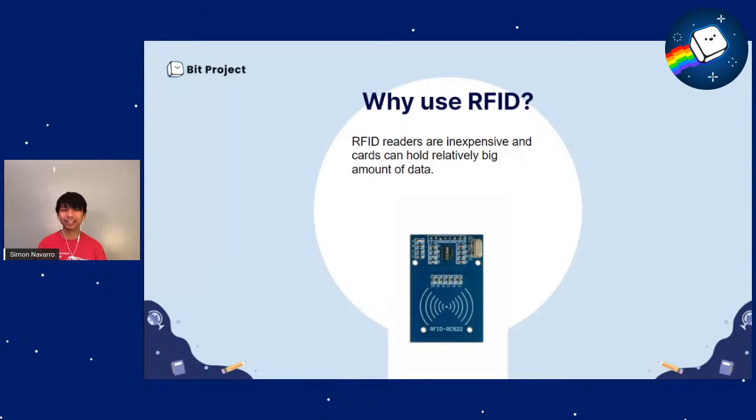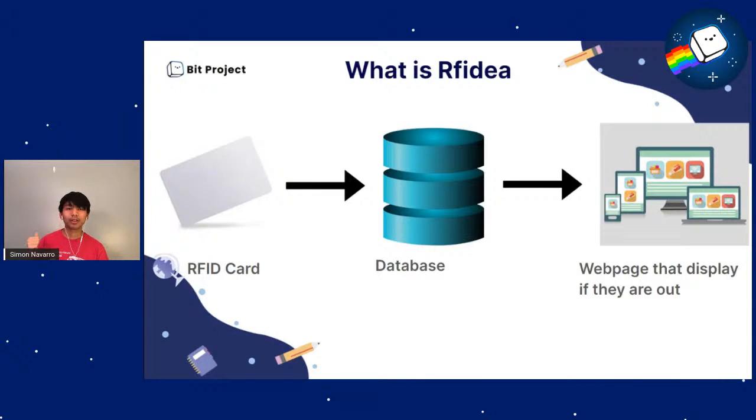Why use RFID? RFID readers are inexpensive and cards can hold relatively large amounts of data. So what it uses is an RFID card. Then it sends that information to this Arduino, which sends it to a database. And then it displays that web page if they're out, and other information such as name, ID number, last name, and other miscellaneous information.